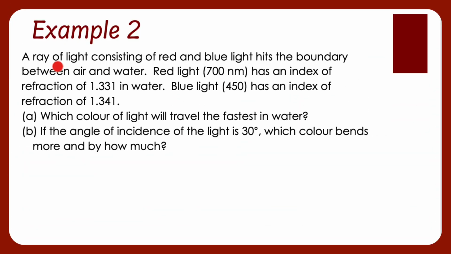We have a ray of light consisting of red and blue light hitting a boundary between air and water. Let me just do a quick little diagram here then. So I've got my red light and my blue light together. I've just drawn them separately. It says here that red light has a wavelength of 700 nanometers. Remember, in your data booklet, you can find that as times 10 to the power minus 9. And they have two different index of refraction. What color will travel light the fastest in water?